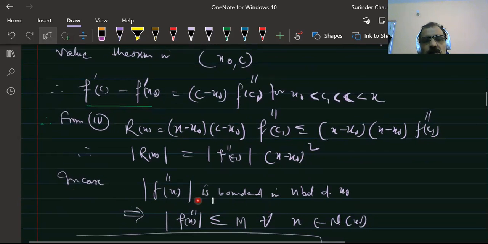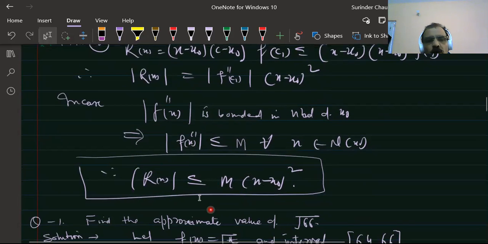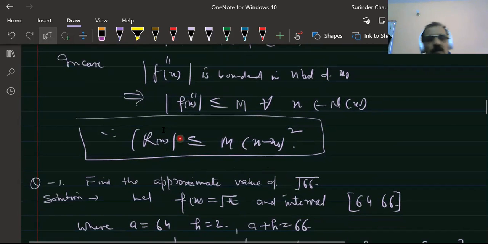In case this is bounded in the neighborhood of x naught, this implies f double dash at x is bounded by some value N for all x in the neighborhood of x naught. So substituting the value, Rx comes out to be less than or equal to N into (x minus x naught) whole square. This is the error term. This is how we can find it.